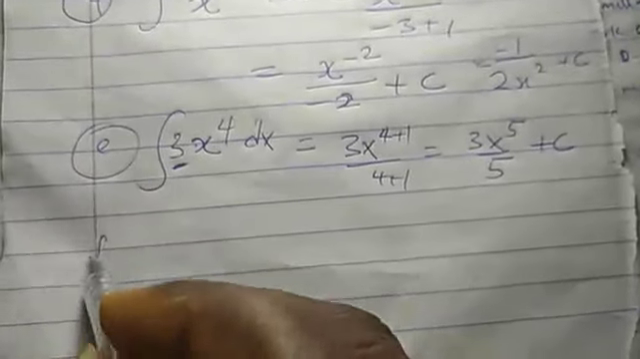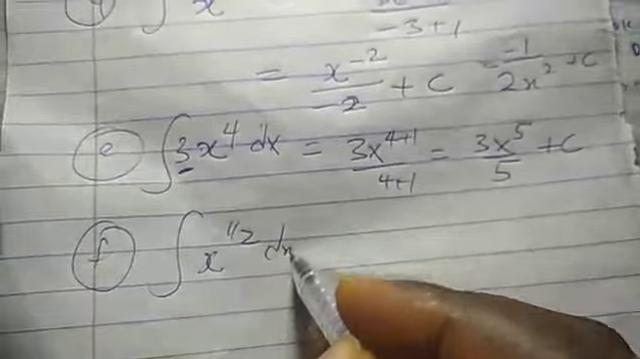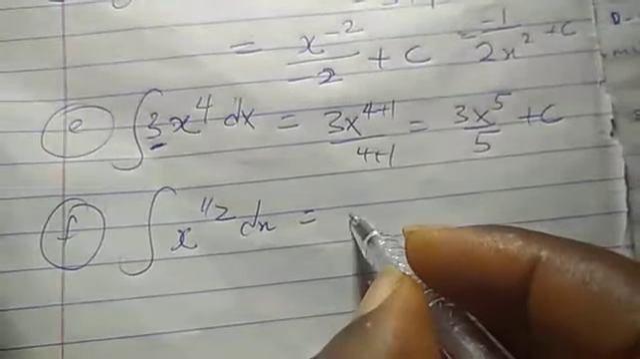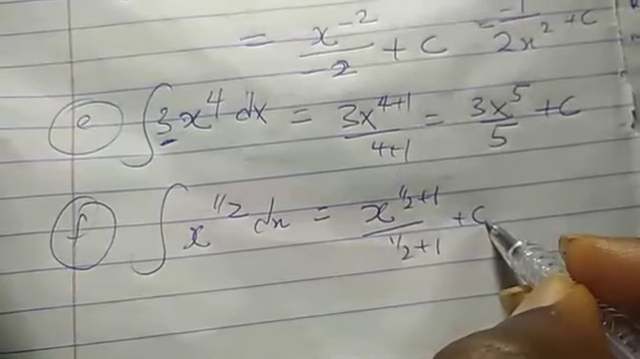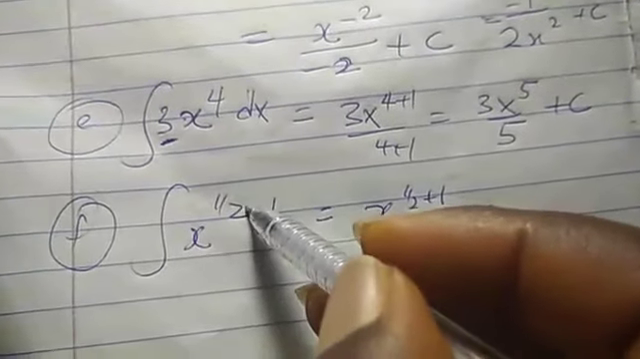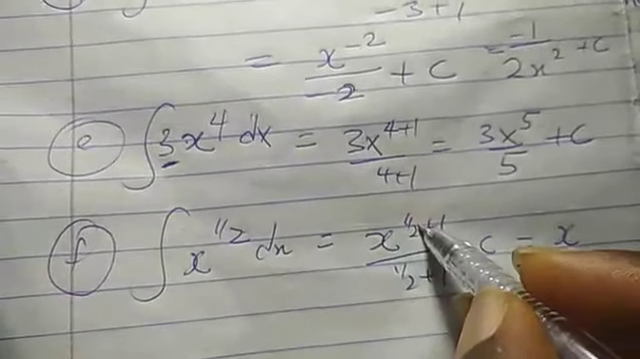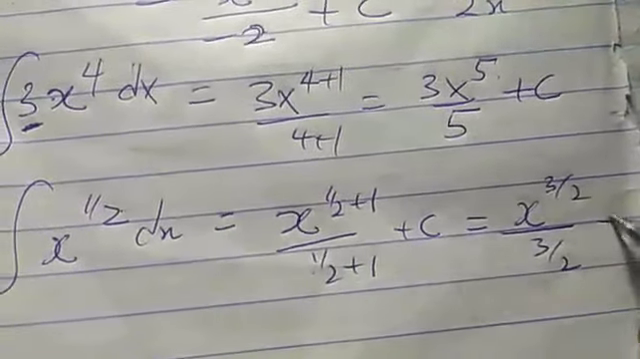And if it is a fraction, let's say we want to integrate x to the power half, our answer will be x to the power half plus 1 over half plus 1 plus c. You can see we are just adding 1 to the power. So that is the basic. If I simplify this one, I will have 3 over 2. If I simplify this, it's 3 over 2 as well.